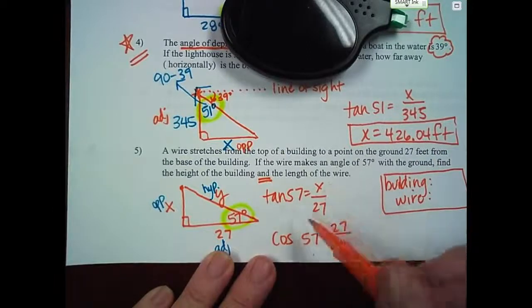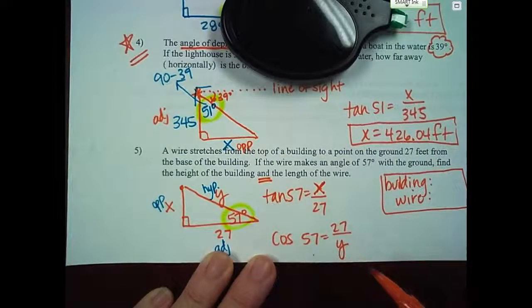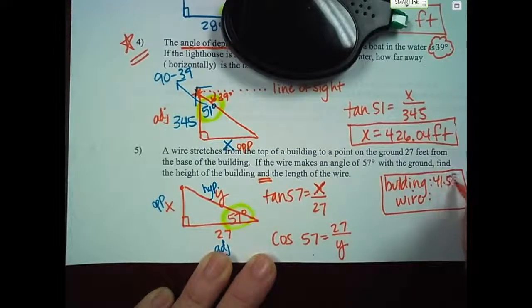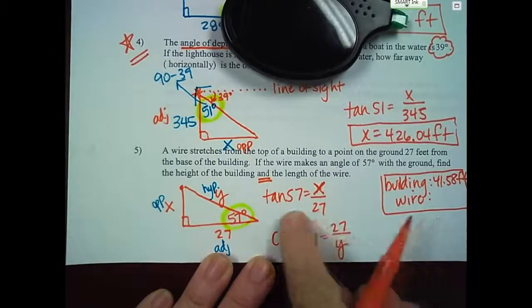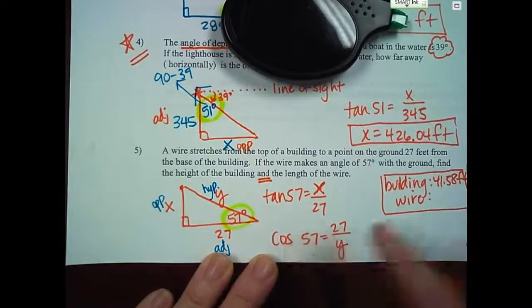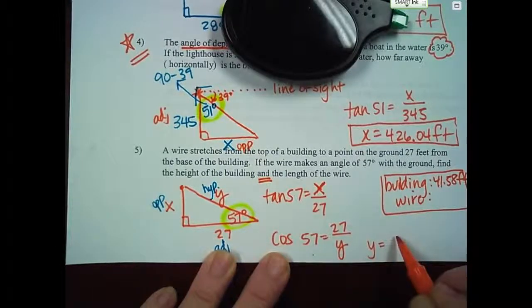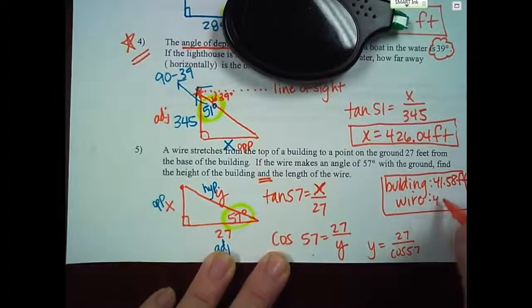To find the building, you do tangent 57 times 27. You'll get 41.58. But this one is different. How do I solve when the variable's in the bottom? Yeah, you flip it. So y equals 27 divided by cosine of 57. And so y is 49.57 feet.